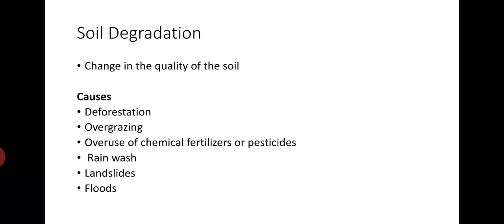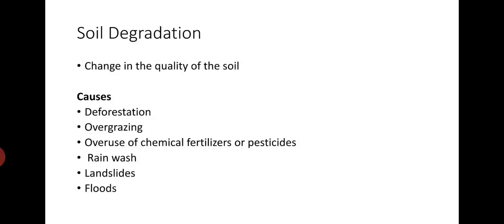Let us discuss soil degradation. Soil degradation is actually the change in the quality of the soil, and this change is basically negative. Human factors as well as natural factors are responsible for soil degradation. Let us discuss some causes of soil degradation.